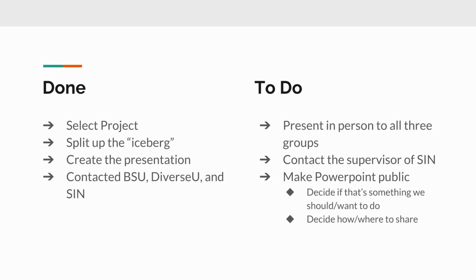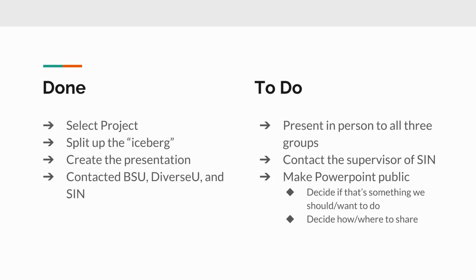Some of the things that we have done: we selected our project, we split up the iceberg among each other, so we each got a little part of the iceberg, and then we created the presentation and contacted the BSU president. When we first came up with the idea, I went to a BSU meeting because I am a BSU member, and I brought it up to the BSU president and got their approval for it. They hyped me up, so I went to hype up the rest of my group. We talked to, like my co-presenter said, the head of Diverse U, so we kind of had it in there. I didn't have to really go anywhere to talk to Diverse U.